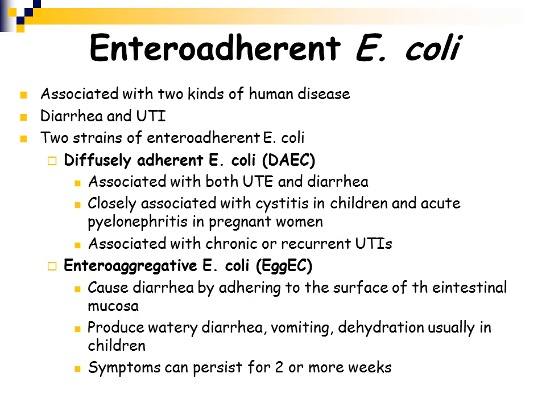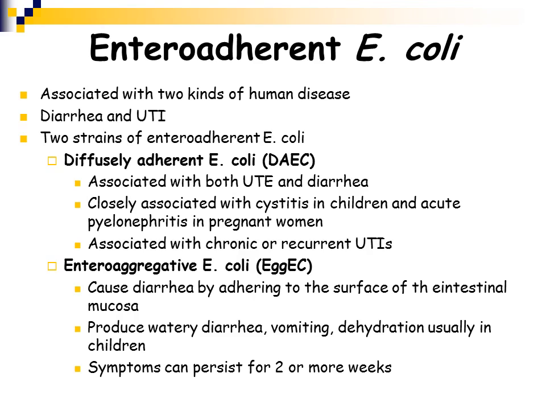We have another type of pathogenic E. coli, which is enteroadherent E. coli. And this is associated with two different types of disease. It causes diarrhea as well as urinary tract infections. And there are two different types of enteroadherent E. coli. There's the diffusely adherent E. coli, or DAEC, and the enteroaggregative E. coli, or EAggEC. So the DAEC is associated with UTI and diarrhea.